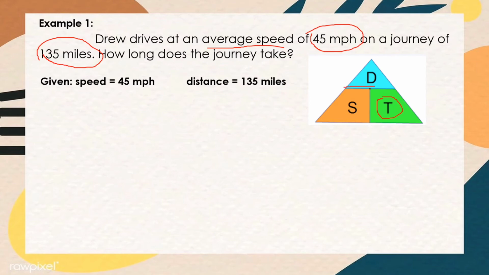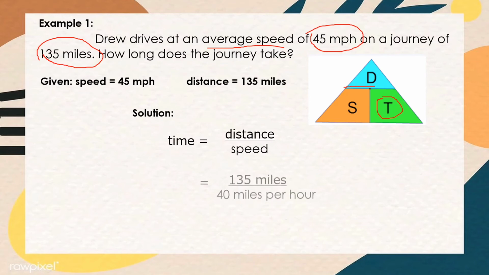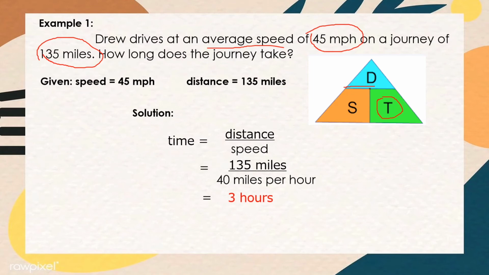So, our formula for this will be, okay, time is equal to distance over speed. So, let us substitute. So, we have distance, 135 miles, and the speed is 45 miles per hour. So, we have 135 divided by 45. So, the answer there is 3 hours. So, Drew's journey takes 3 hours.